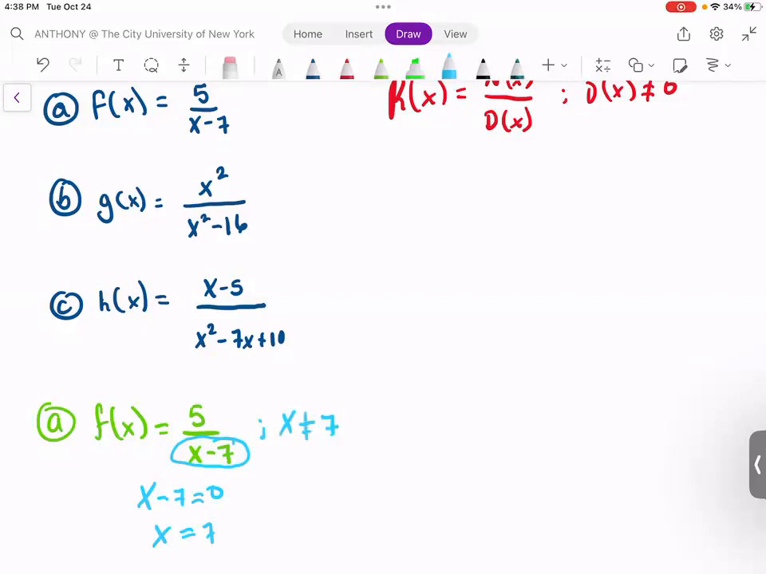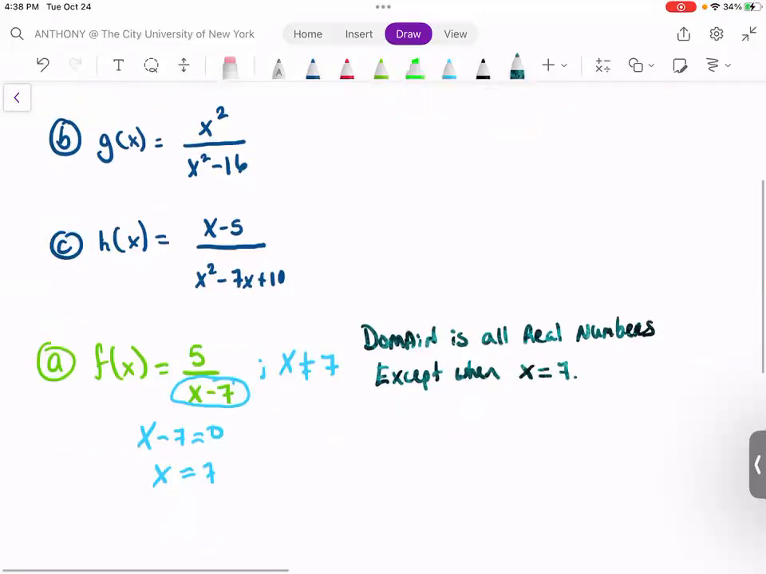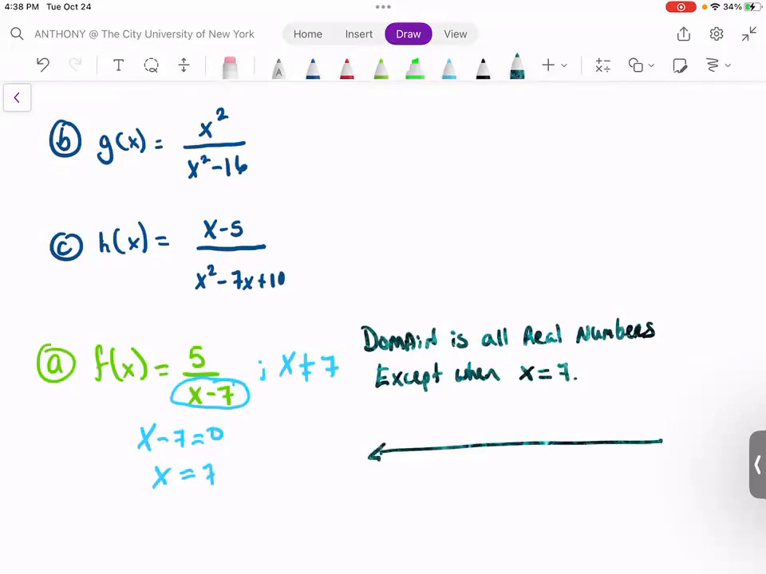Right? So in plain English, we say that our domain is all real numbers except when x is equal to 7. Visually, if I look at this on a number line, let's say here's my real number line, and here's 0 as my placement. And we know 7 is to the right of 0. Well, above our 7, we can plot an open point, and our domain is now any value of x that I can choose, except that open point.